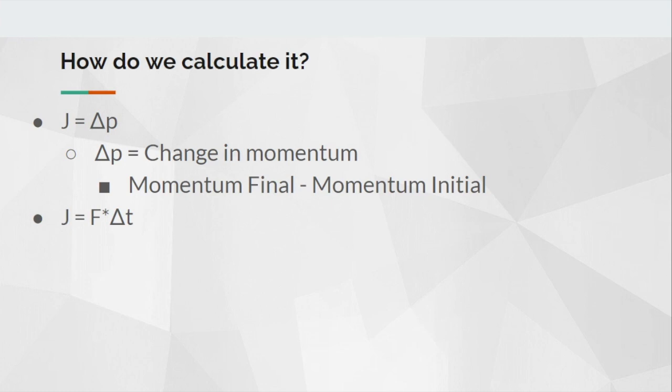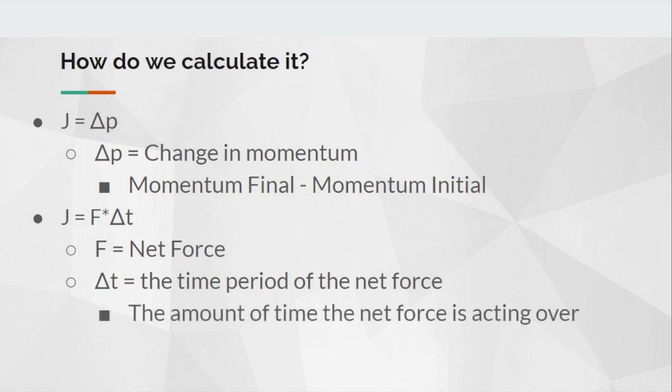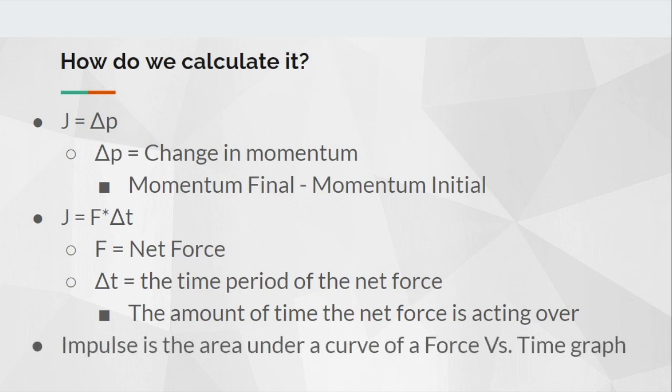Another way to calculate it is saying that impulse is equal to force times delta T. And force in this case is our net force, and delta T is the time period of that net force, the amount of time that the net force is acting over. And lastly, impulse is going to be the area under a curve of a force versus time graph.